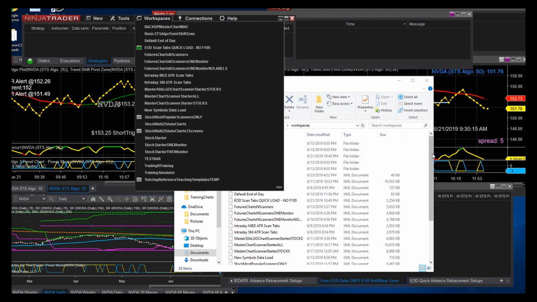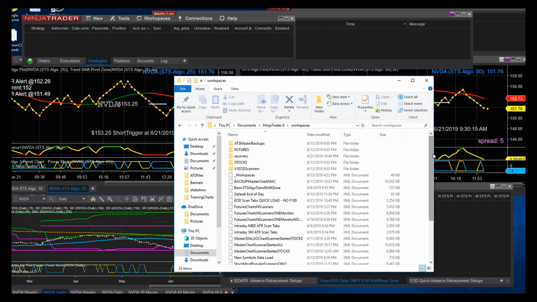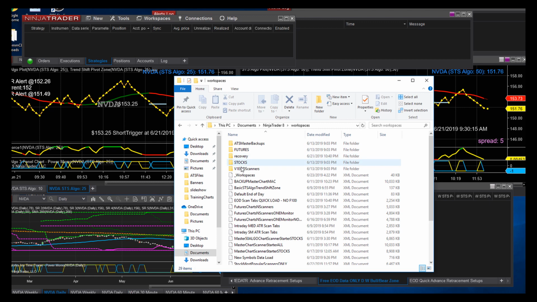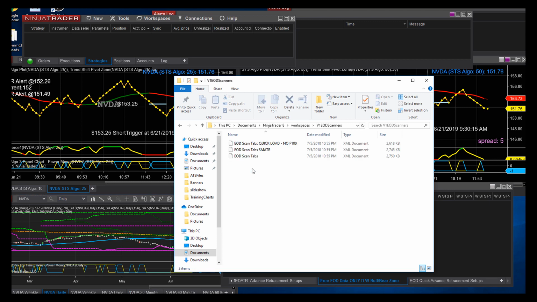pull down. But also, when I install this package for you, we separated out. This is V1 for version 1 end of day scanners, and there's some more scanners in here for smaller ATR setups and so forth, and you can bring those into your workspaces and use as you would like to.